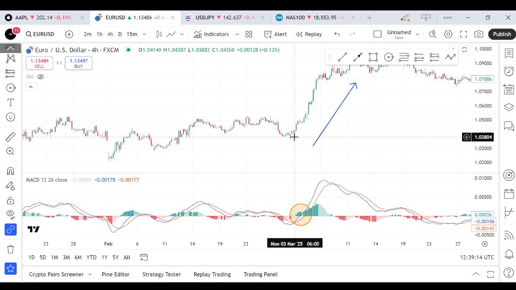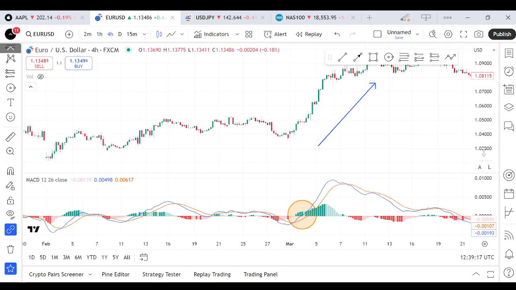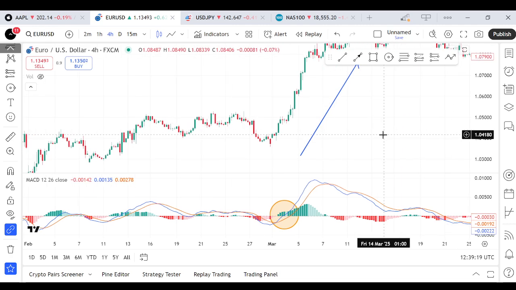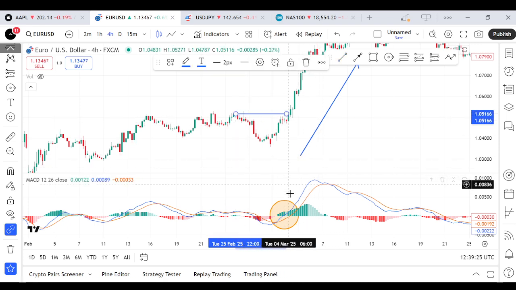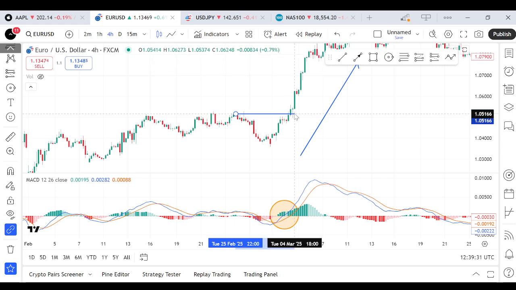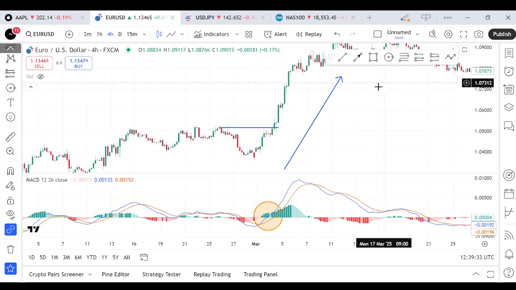Talking about price action, we're talking about candlestick patterns, we're talking about break of market structure to the upside or to the downside. For example, we have a break of market structure right here to the upside after we had this crossover and the push above zero. We also have this cross to the upside. So this means that we are free to buy.